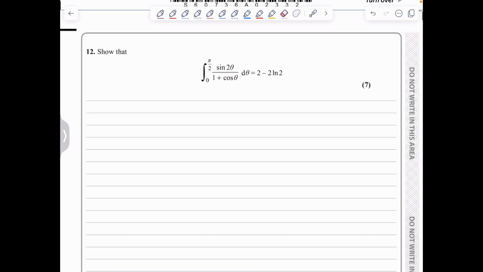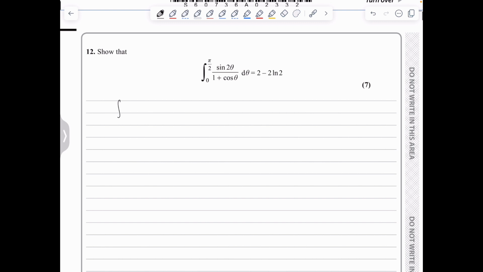In question 12, we are asked to show that the integral of sine 2 theta over 1 plus cos theta from 0 to pi over 2 is 2 minus 2 ln 2. We haven't been specified the method to use. I'm thinking of maybe using trigonometric identities to rewrite the given integral in terms of theta, and then I will possibly choose a substitution, even though there are other approaches that we could also adopt.